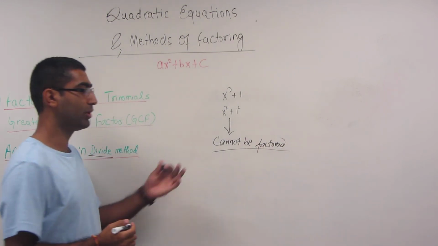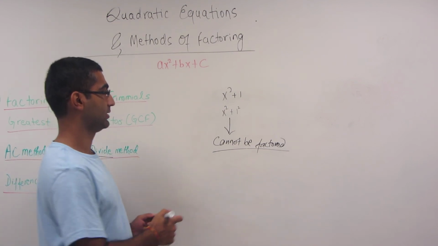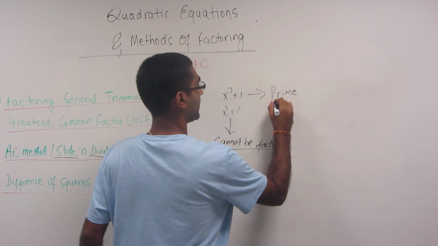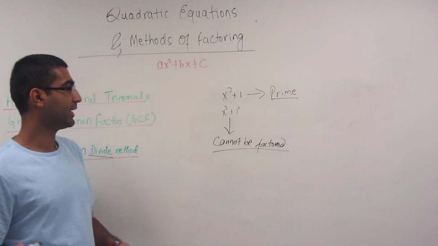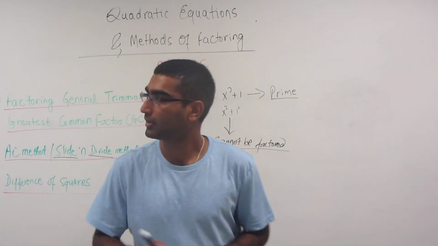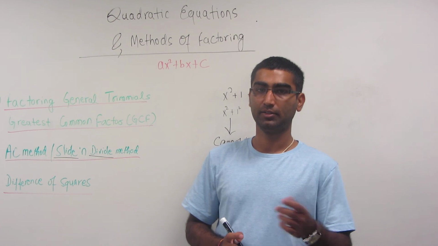This cannot be factored, and we call this kind of quadratic equation prime. And primes cannot be factored. Right? And this ends the presentation on the quadratic equation and the methods that we use to factor the quadratic equation.